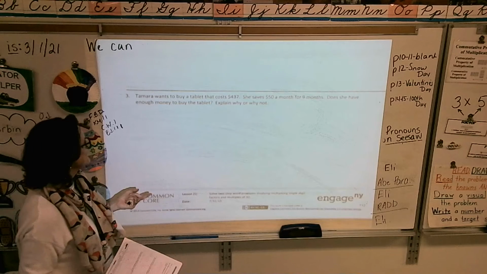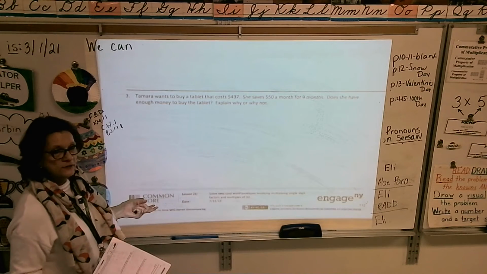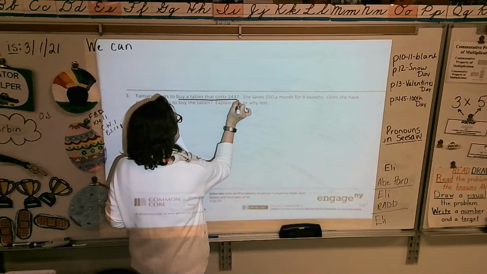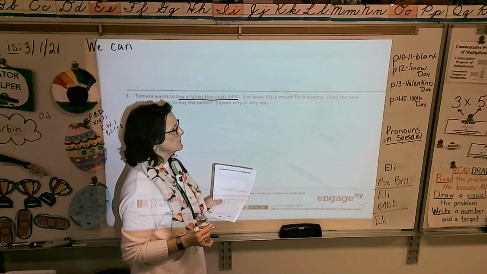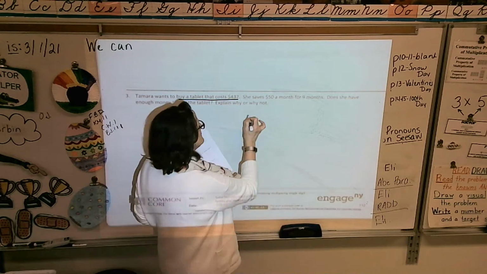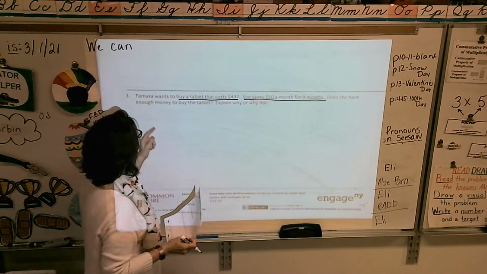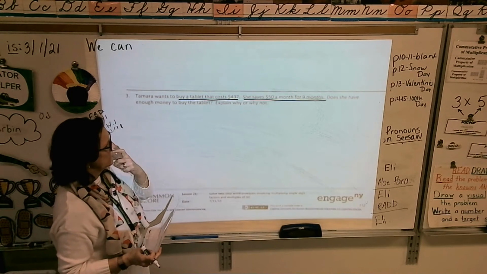Okay, number 3 says, Tamara wants to buy a tablet that costs $437. She saves $50 a month for 9 months, so there's $50 a month for 9 months. Does she have enough money to buy the tablet? Explain why or why not.